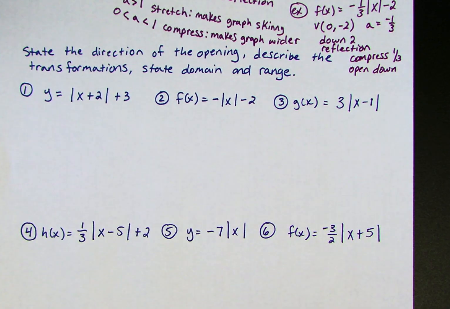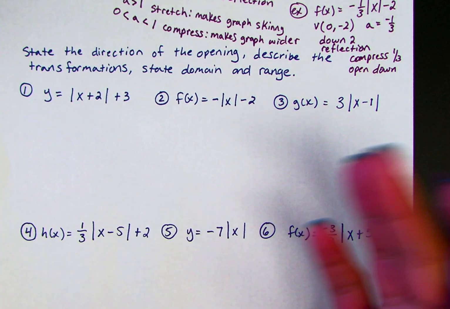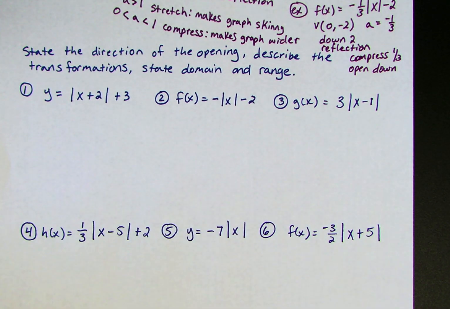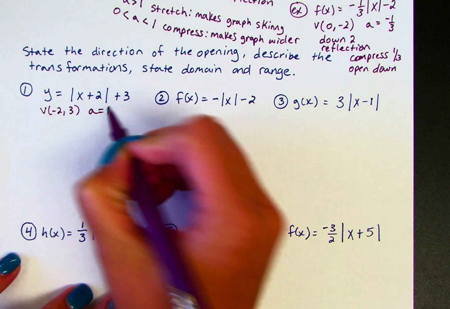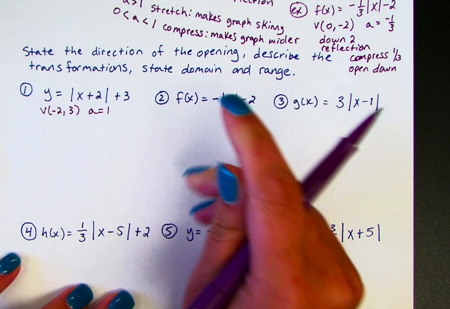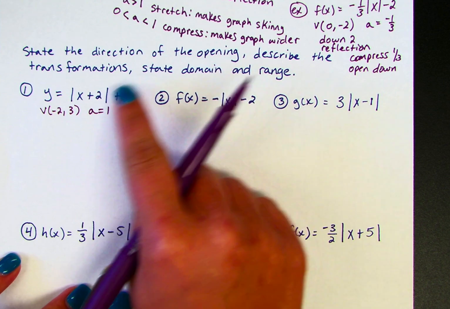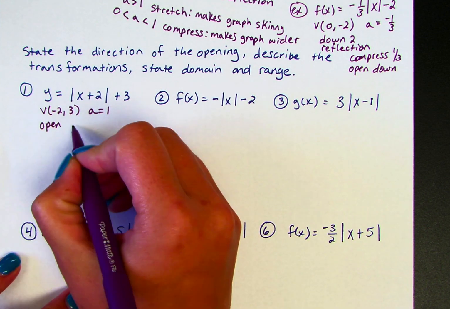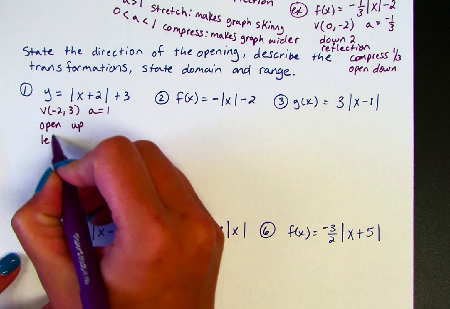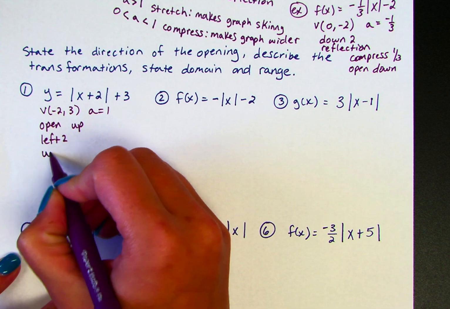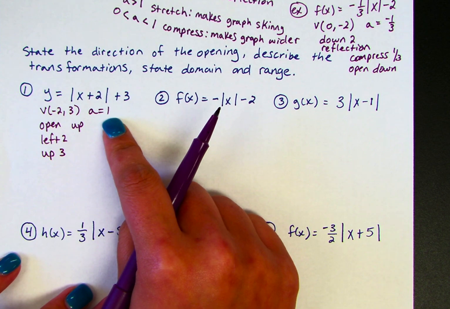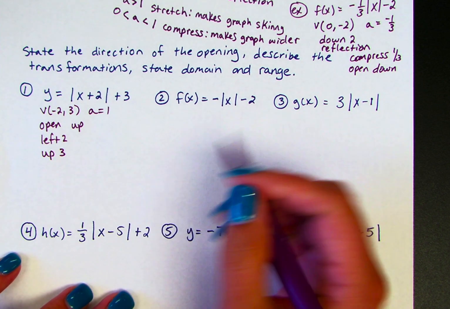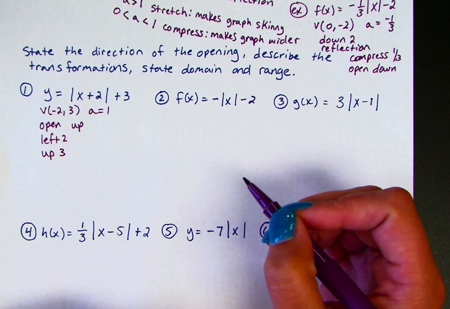All right, so for each of these, I'm going to list the vertex and the slope because that will help me with the transformations. It's not actually part of what the problem is asking, but we need to know that to be able to answer the questions. So vertex is -2, 3, and I have a slope of 1. For my transformations, first of all, I'm going to start with my opening. A is positive, so this is going to open up. And then I'm going left 2, up 3. Since A is 1, there is no stretch or compress, and if it's not negative, there is no reflection. Then we'll come back and do domain and range.